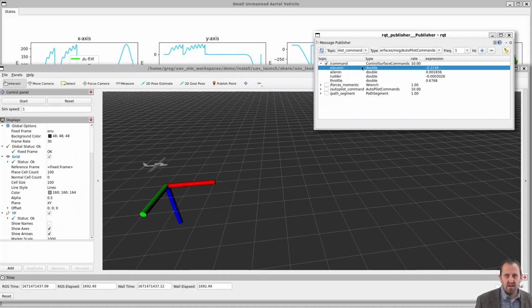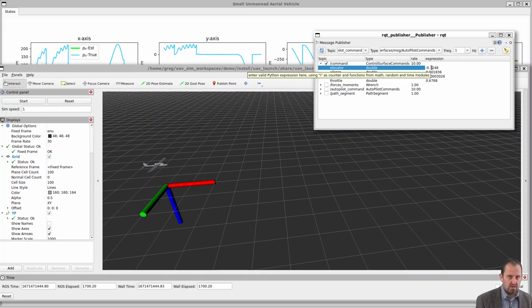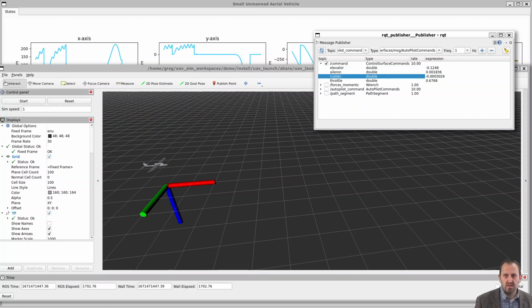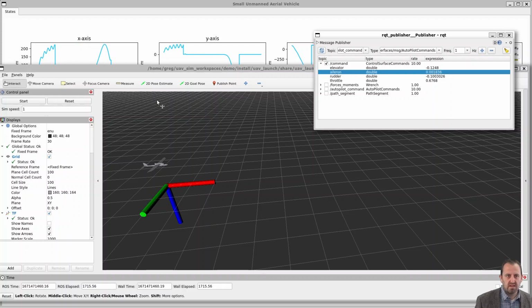And then the final one we talked about was the rudder. So let's put our pitch angle back, and we'll change our rudder. In this case, we said that a positive rudder is going to give us a negative yaw rate. So if we have a negative rudder, that's going to result in a positive yaw rate. So it should be turning basically to the right.